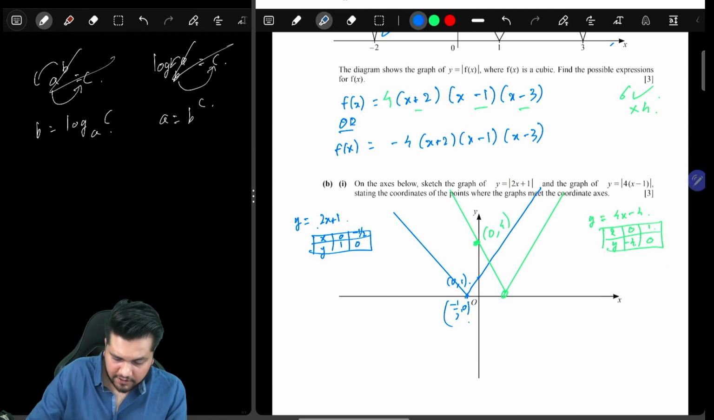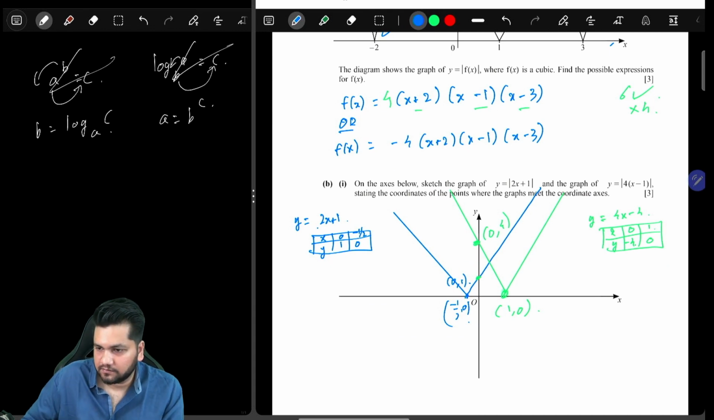And of course, mention the x-intercepts. So here it was (1, 0), (−1/2, 0), and this was (0, 1). That's it.